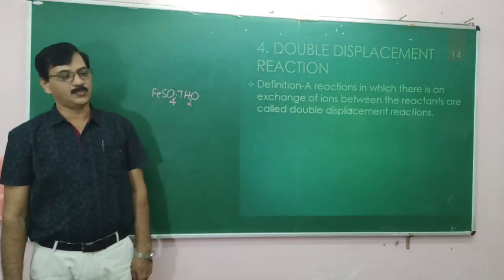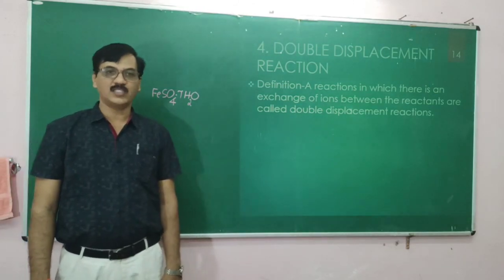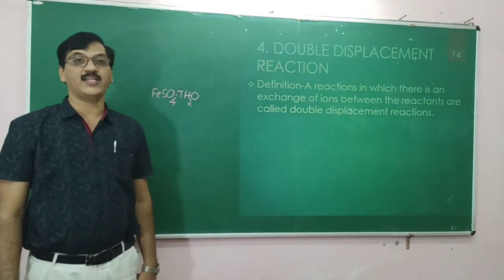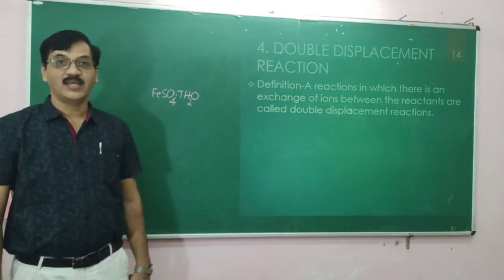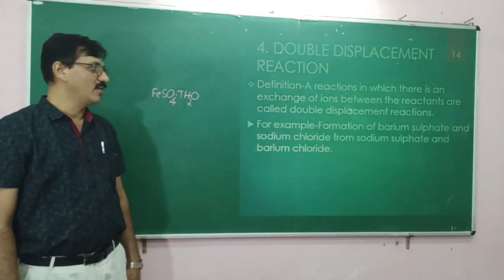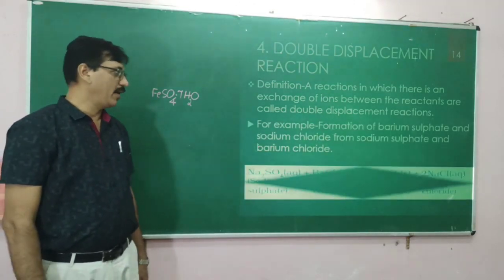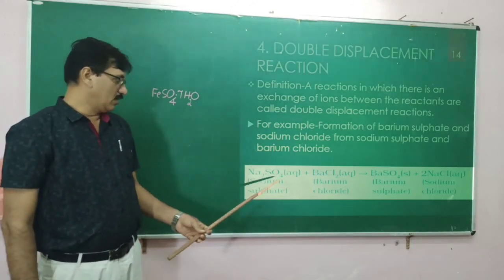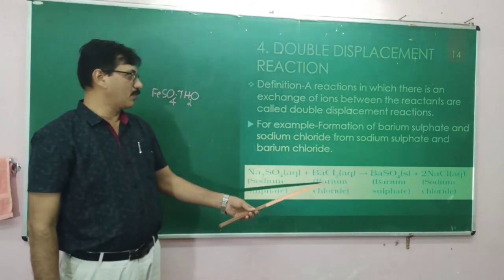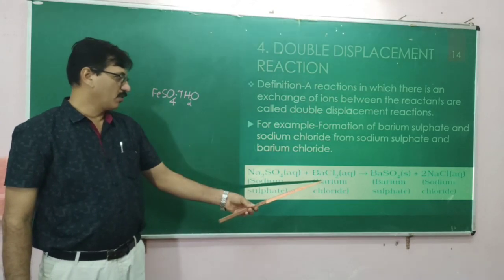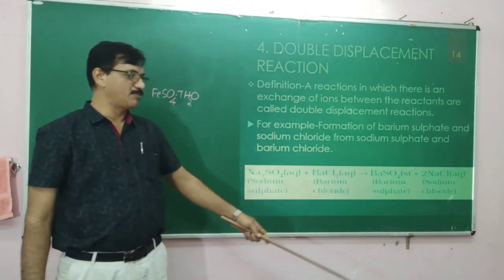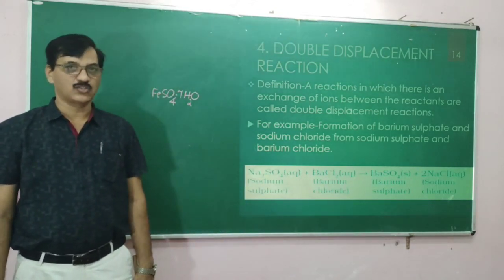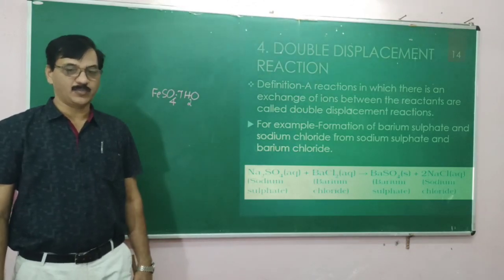What are these double displacement reactions? Double displacement reactions are those in which exchange of ions takes place. The exchange of ions takes place. Example is sodium sulfate and barium chloride, and by using that, barium sulfate is being formed, and sodium chloride. This is a double displacement reaction.